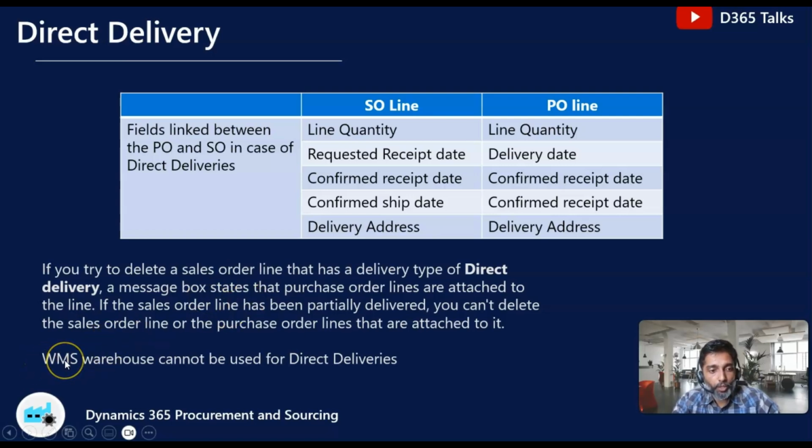The third most important point is, make sure that you are not using a warehouse which is enabled with the warehouse management process. Otherwise, you will not be able to use the direct delivery processes in Dynamics 365. So let's see these one by one.